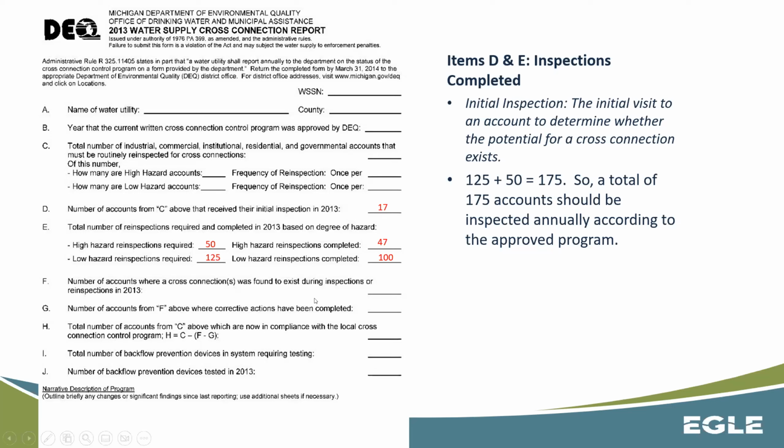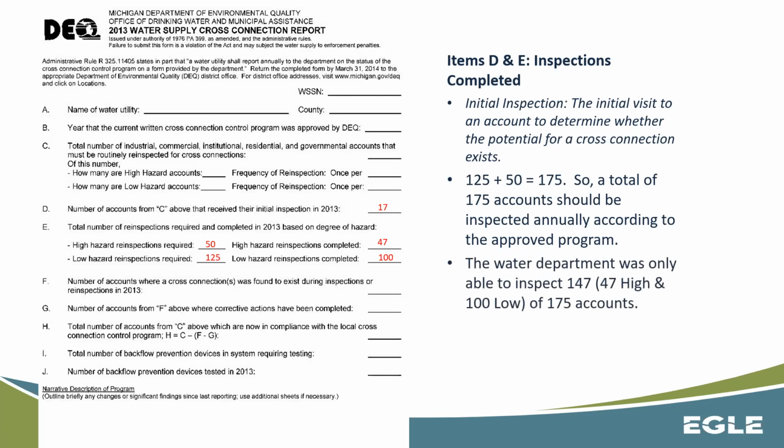For the remainder of the accounts, these are things that we've looked at before, and you're going back to make sure that nothing has changed. So in this case, we had 17 that were looked at for that first time, 47 high hazard re-inspections that were completed, 100 low hazard. So these are slightly below what our targets were, but they are close. As well as then we had these 17 initial. So on the whole year, we had 147 re-inspections plus the 17 initial. That's going to be 164, which is pretty close to our 175.